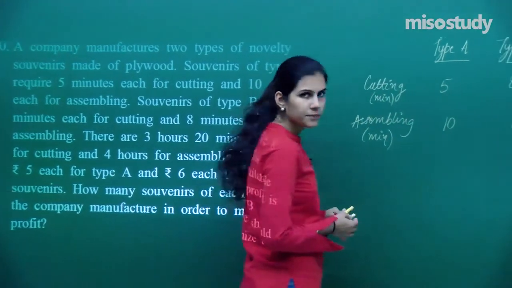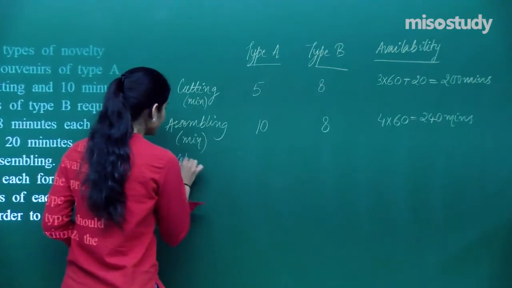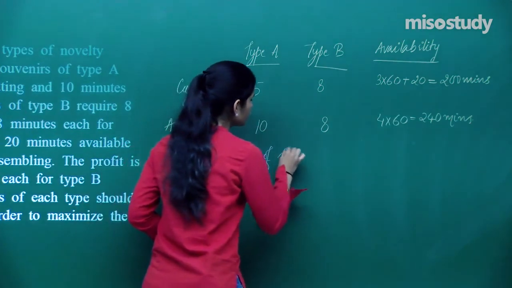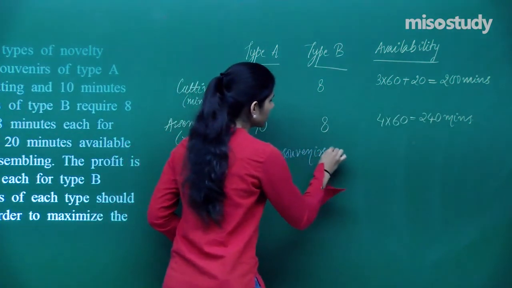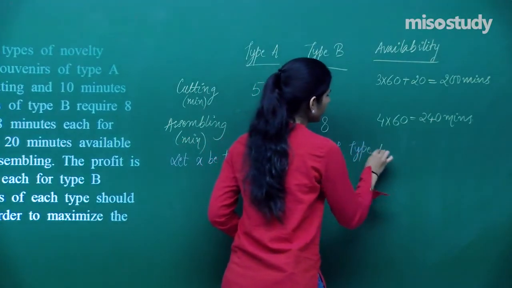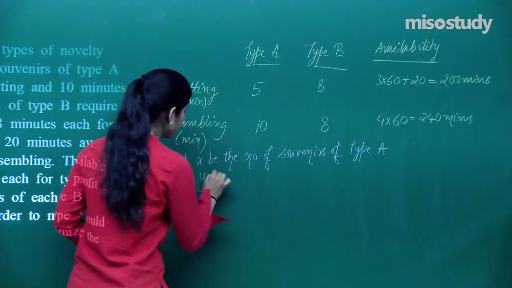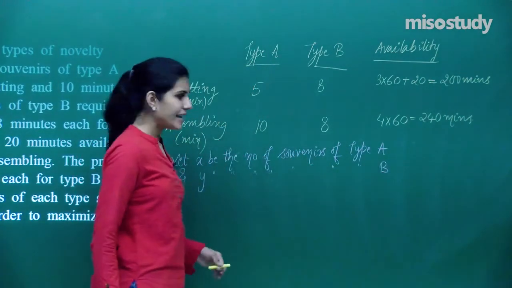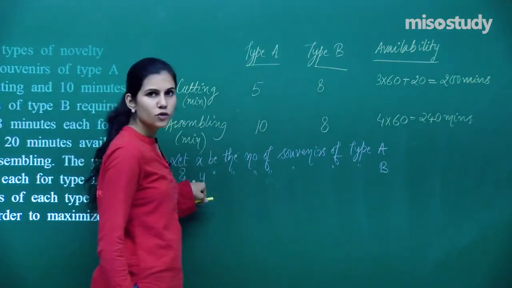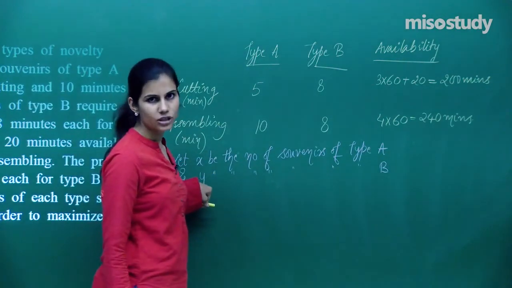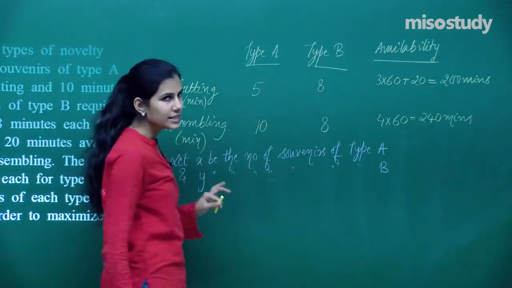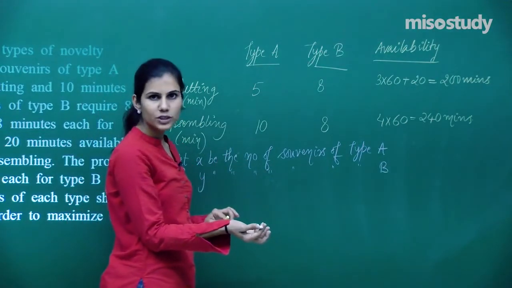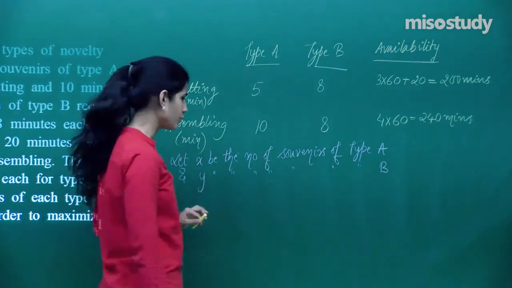Okay, so let us begin. We know how to deal with such problems. I am saying let X be the number of souvenirs of type A and Y be the number of souvenirs of type B. I need to find out how many souvenirs of type A and how many of type B I should actually manufacture to maximize my profit such that all these constraints are satisfied. So suppose X is the number of type A souvenirs to be manufactured and Y is the number of type B souvenirs to be manufactured.